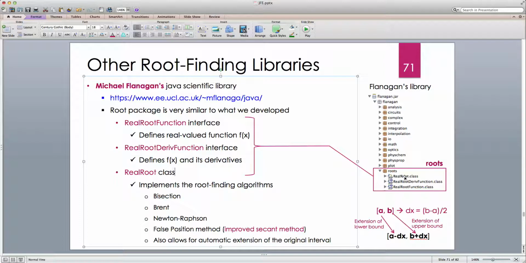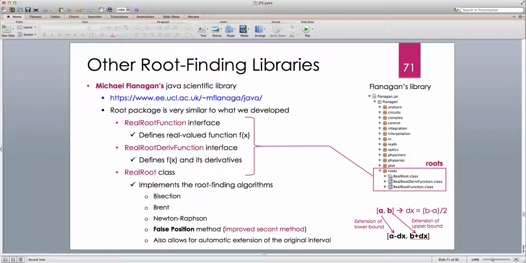Finally, we have a real root class that again implements all the basic algorithms: bisection, Brent, Newton-Raphson. And there is another method that it implements, called the false position method. If you look up false position on Google or Wikipedia, it's basically our improved secant method. That's another name for the improved secant method, false position. All right, so the structure of the roots package in Michael Flanagan's library is exactly the way we implemented it.